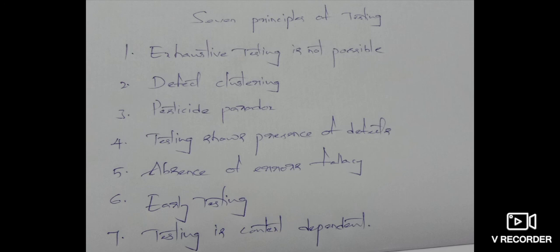Seventh one is testing is always context dependent. That means according to the type of application and requirements, the types of testing that will be performed on a software application will vary. Suppose you take a mobile application, for that different testing types have to be performed. If you take a standalone application, different software testing types will be performed, and according to requirements also it will change. So testing is always context dependent.